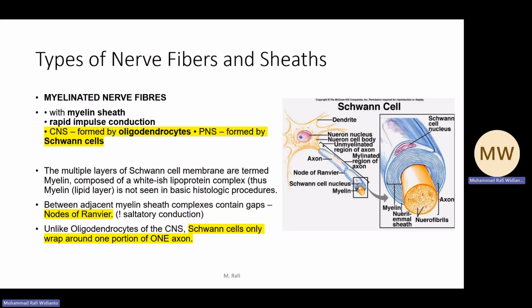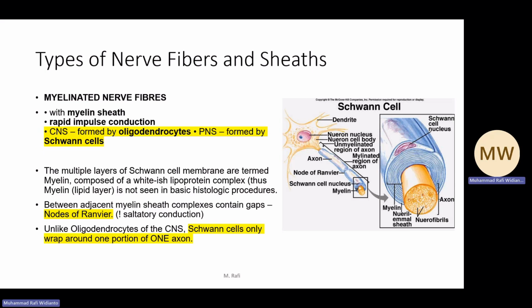But the main topic we will talk about today is the myelinated nerve fibers and the unmyelinated nerve fibers. The myelinated nerve fibers are covered by myelin sheath, and they cause impulse conduction to be very rapid. This is because they are insulated, which causes the ions to not leak out of the nerve, and so an efficient impulse conduction happens.